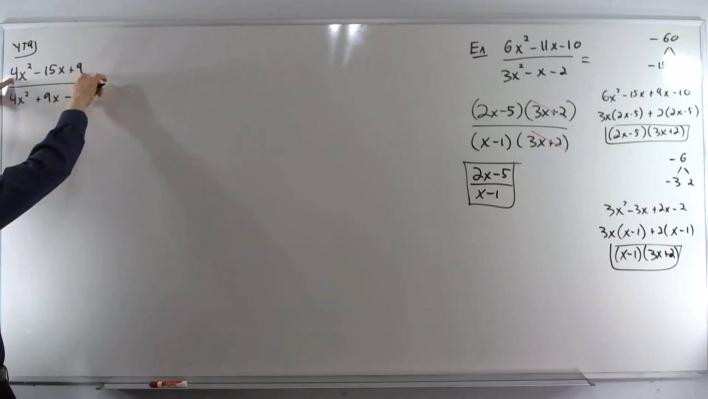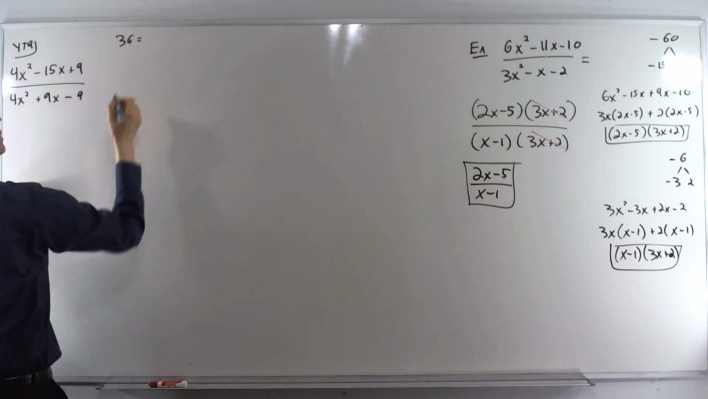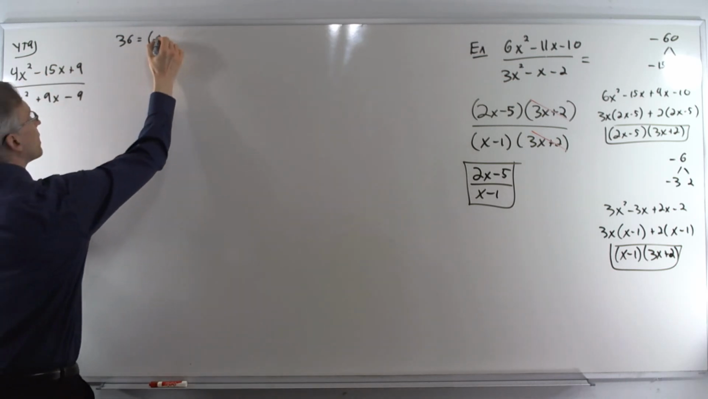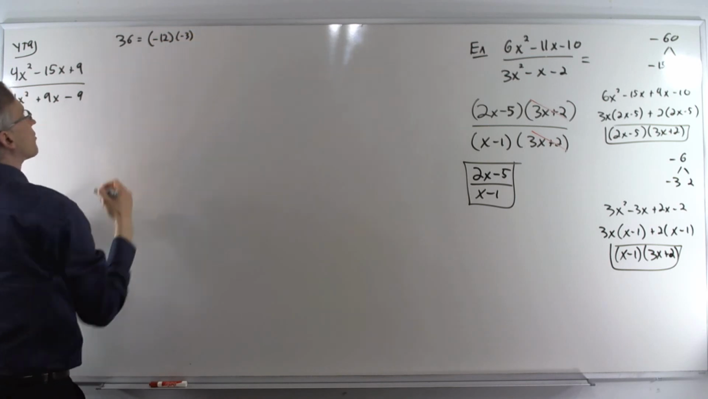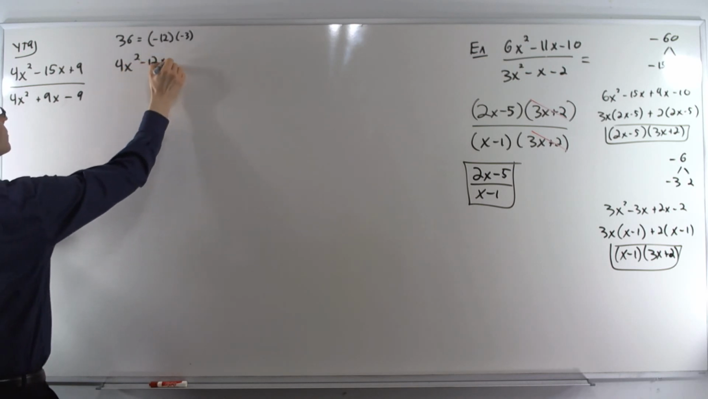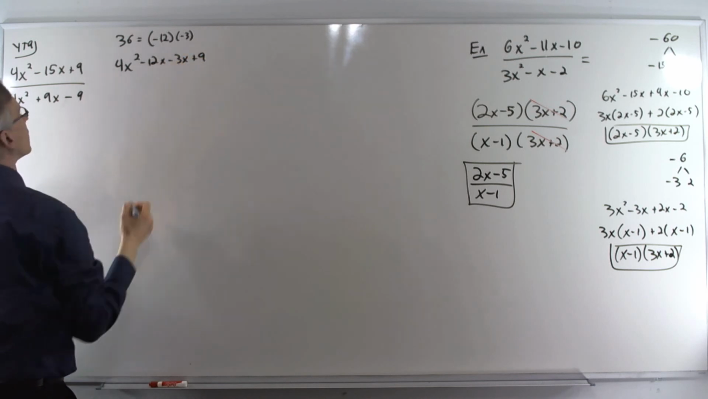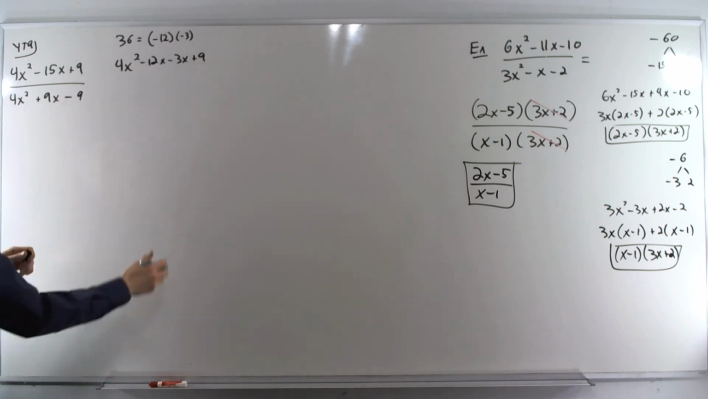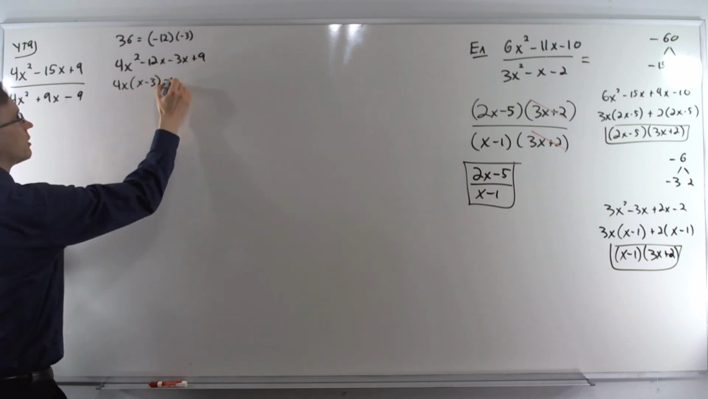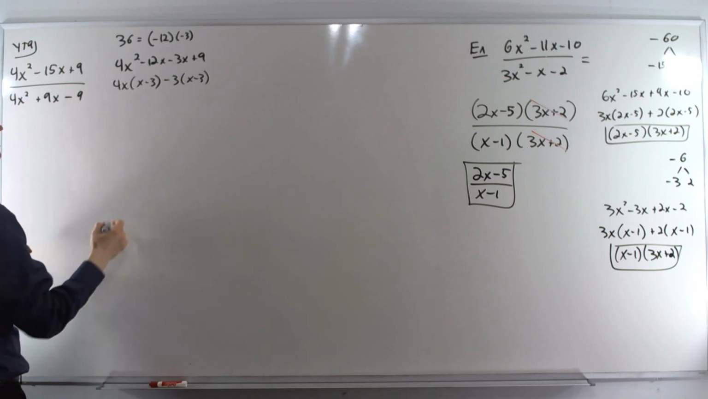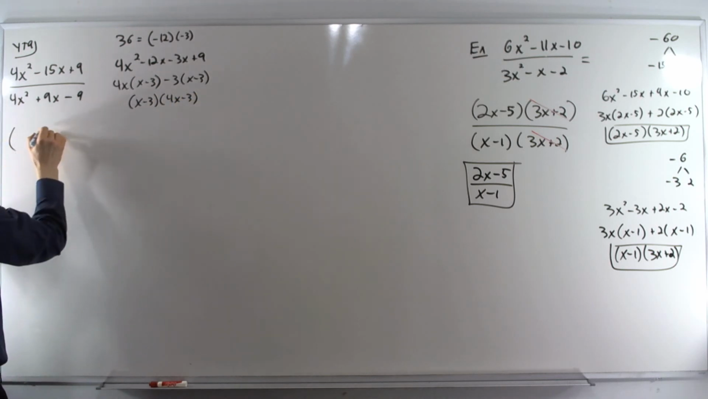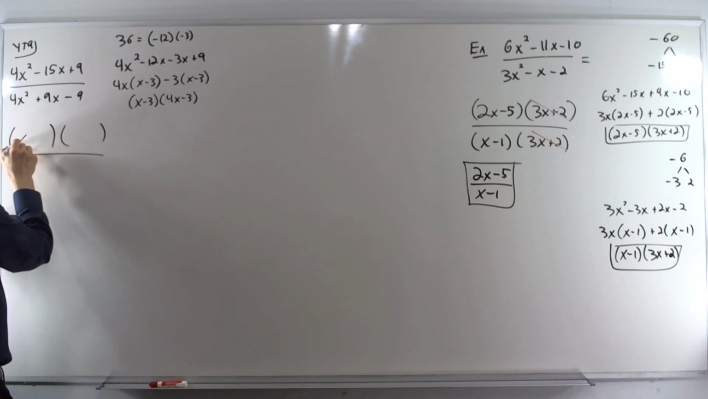So for the top one, using the AC method, we're going to do 4 times 9, that's 36. Now we need two numbers to multiply to get 36 and add to get negative 15. And that is going to be negative 12 times negative 3. All right, so we'll break up that middle term, negative 12 minus 3, and now factor by grouping. Factor out 4x out of the first one, and negative 3 out of the second one. So we get x minus 3 times 4x minus 3. And that's going to go up top.